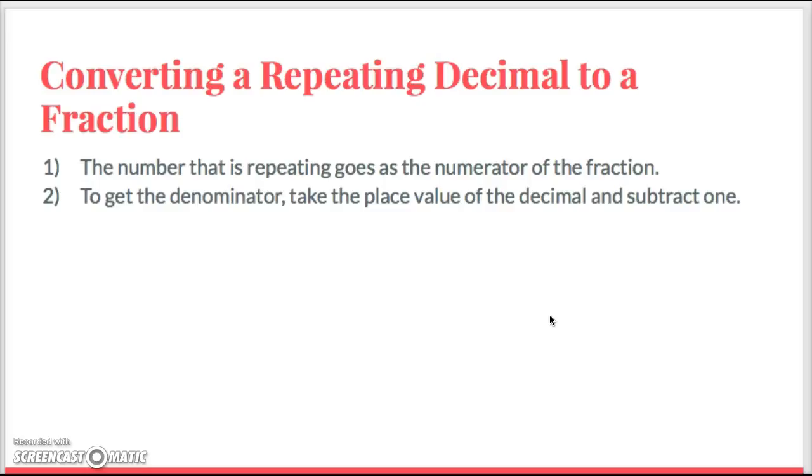And then always simplify if you need to. So take a second, pause the video, and make sure you get these written down before you move on to the examples.